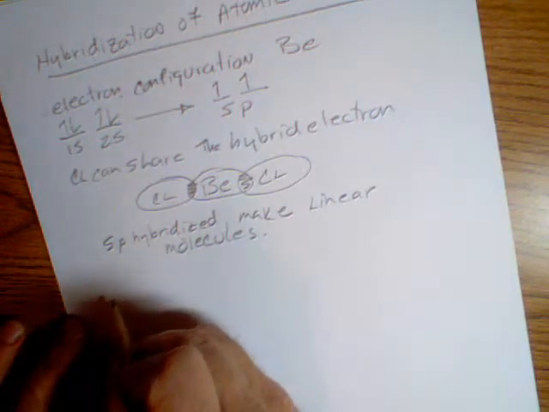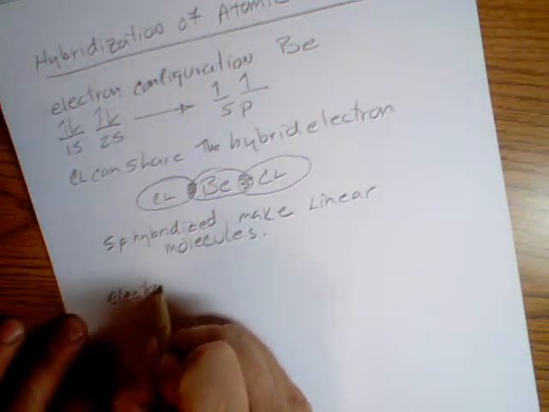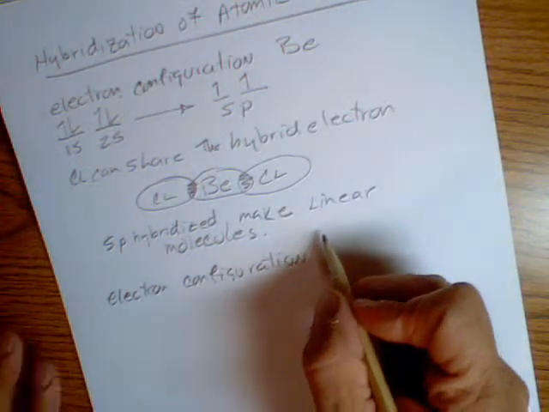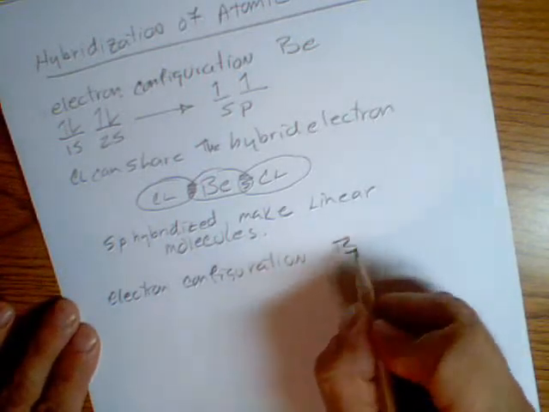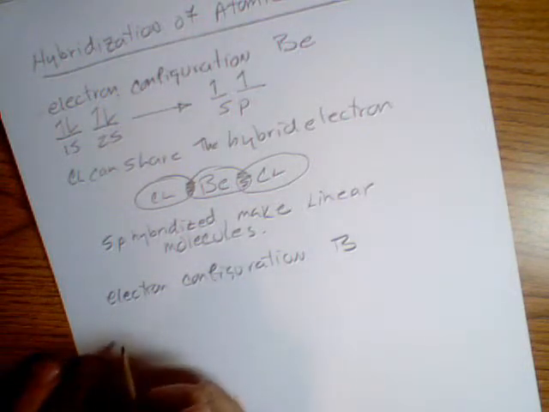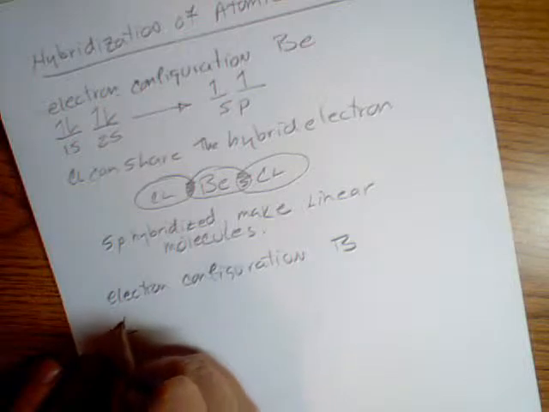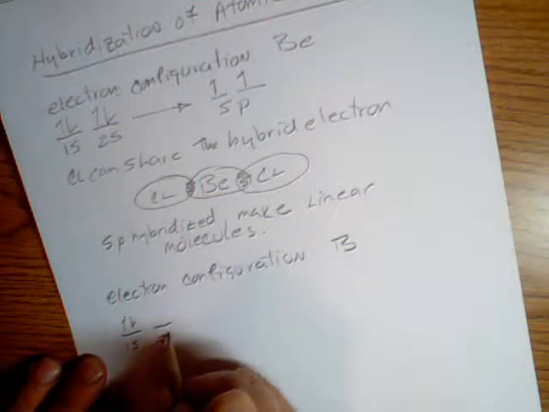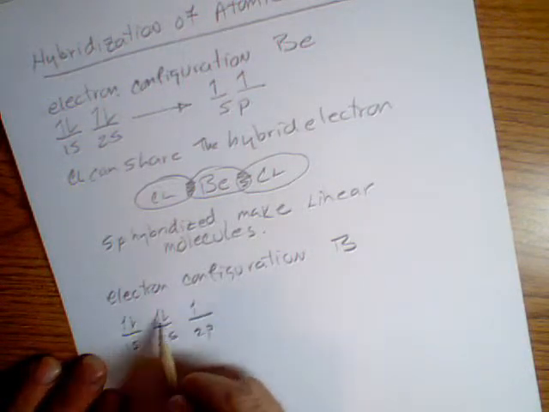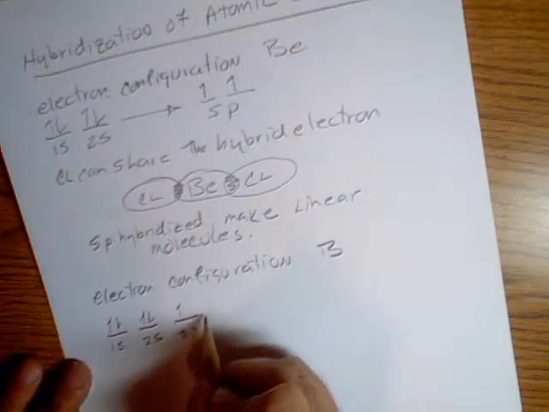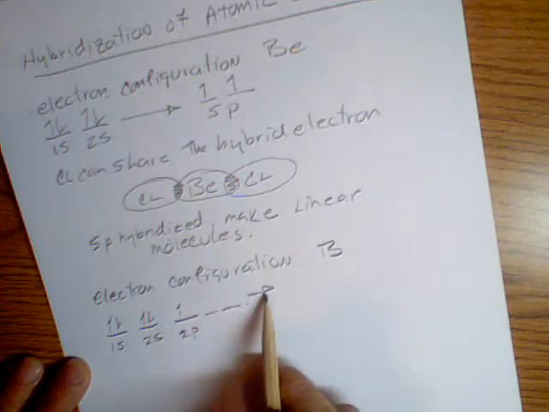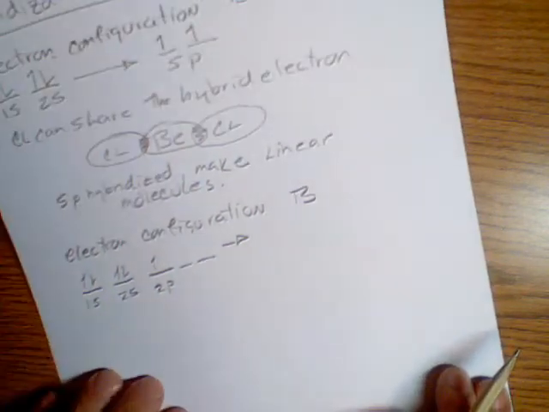All right, let's try another one. How about the electron configuration of an element like, let's do boron. Boron, as you know, is 5 on the periodic table, so it's got 5 electrons. If it's got 5 electrons, we've got 2 in the 1s, we've got 2 in the 2s, and we have 1 in the 2p. 2, 4, 5 electrons. Now, we know that there's 3 more spaces in this 2p, and as I did earlier, the arrow indicates that we're going to reconfigure or hybridize.